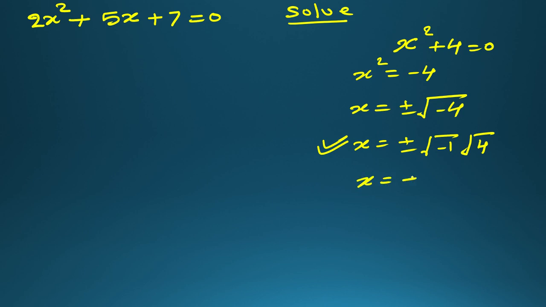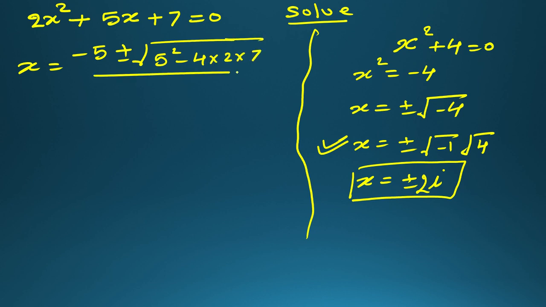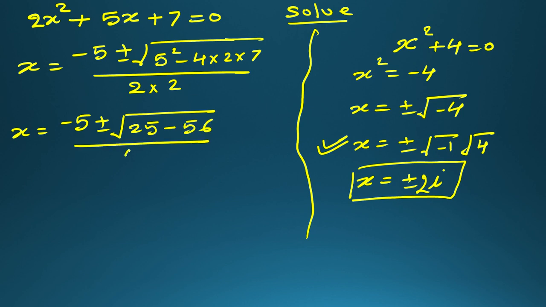So x is equal to plus minus under root minus 1, which is i, and root 4, which is 2. So its answer will be plus minus 2i. Okay, now let's talk about the question I wrote before. x is equal to minus b plus minus square root of b square minus 4ac divided by 2a. So it will be equal to minus 5 plus minus under root 25 minus 4 times 2, 8, 8 times 7, 56, divided by 4.